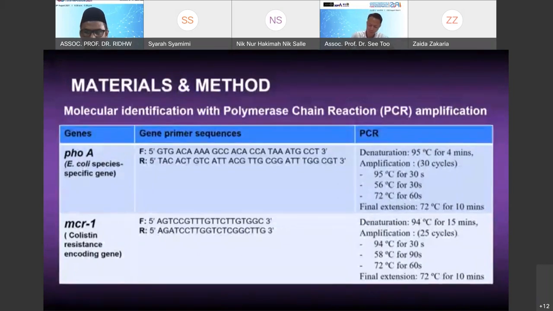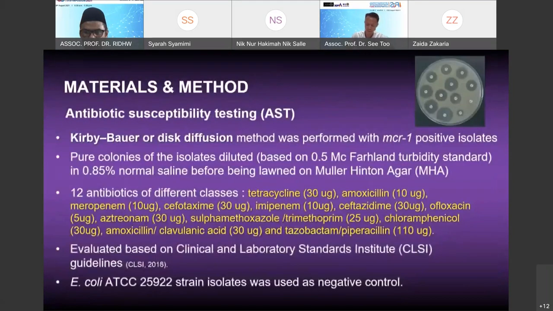also for the MCR1 gene. Next is the antibiotic susceptibility testing, where the disk diffusion method was performed with MCR1-positive isolates. Pure colonies of the isolates were diluted in 0.85% normal saline before being plated on Mueller-Hinton agar. 12 antibiotics of different classes were chosen, and those are tetracycline, amoxicillin, meropenem, cefotaxime, imipenem, and so on. The zones of inhibition were evaluated based on the Clinical and Laboratory Standards Institute guidelines. And E. coli ATCC 25922 strain was used as negative control.